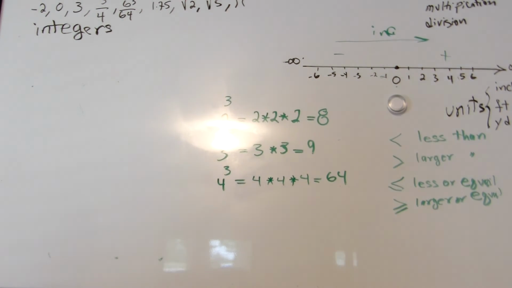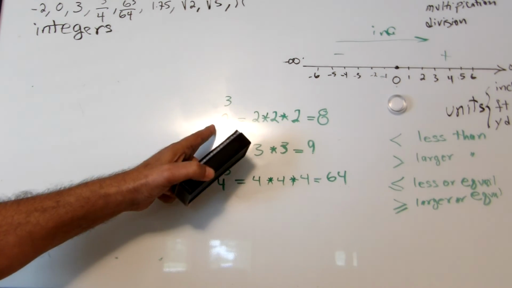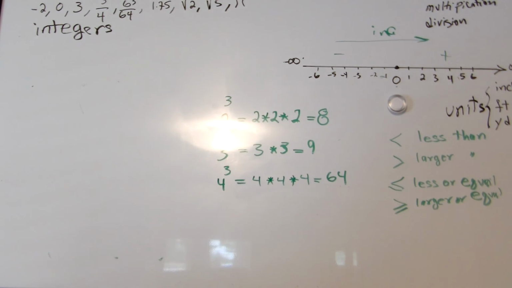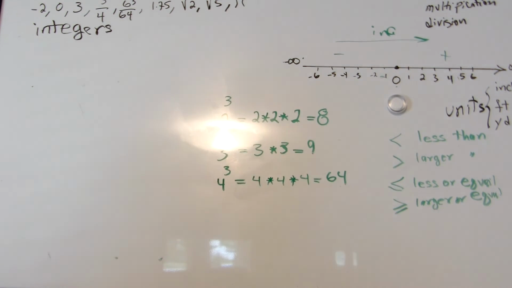Okay, how about when you want to write a number in such a way that you look at the power of this number, which is 3. So the base is going to be multiplied 3 times.